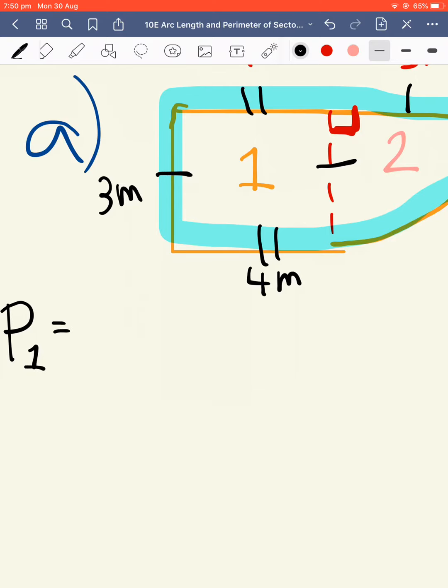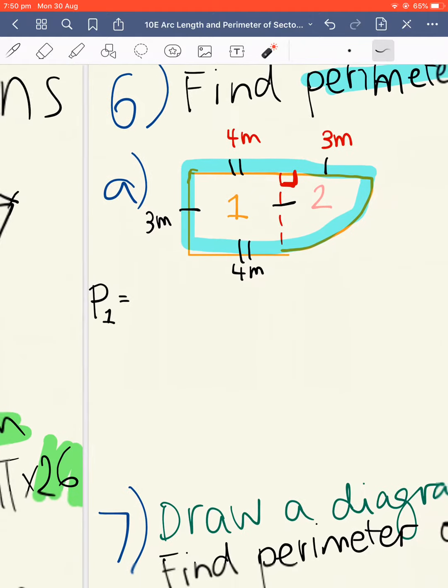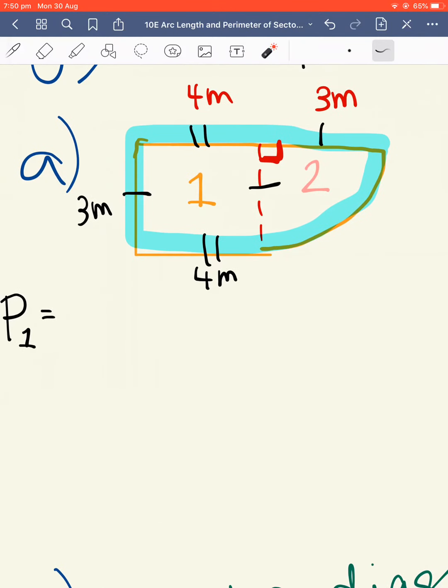First and foremost, let's go through and figure out our first shape and its perimeter. I'm just going to write it as P1, so that tells me I'm working on this shape. I'm going to add my three numbers together to give my perimeter. So my perimeter for this one is 4 plus 3 plus 4. My second one is this guy. Okay, let's deal with him now.